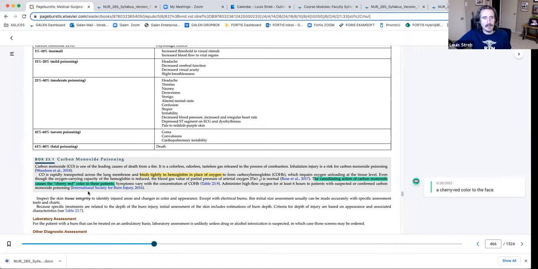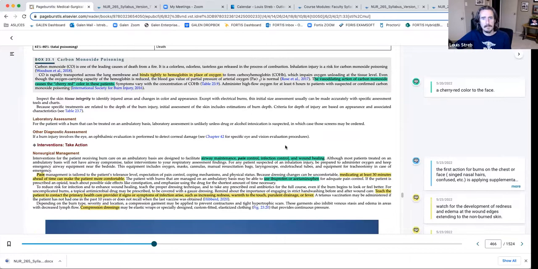And I always say that a cherry red color in the face, you can look at their oral mucosa, depending on their skin tone. If you have more melanin, it's harder to tell if you have that cherry red color, right? But if you're looking at the oral mucosa, sometimes it's more prevalent. I'm not telling you where to look. I just want you to be aware you got to look somewhere.